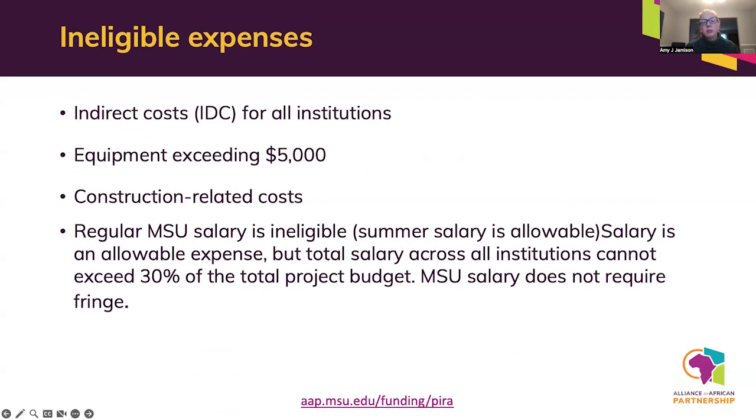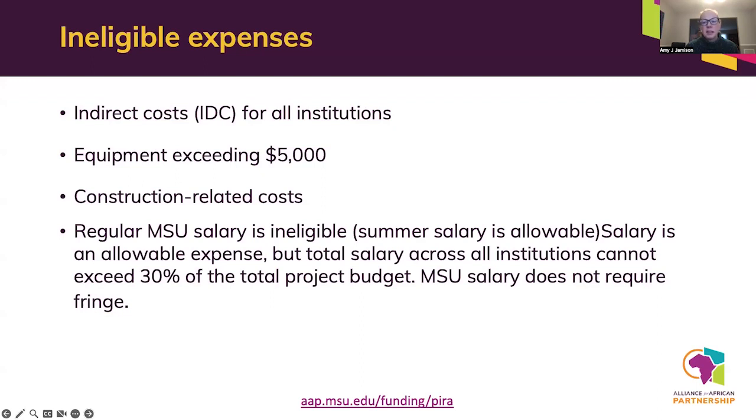Just a quick note, and Kara will cover this in her presentation, but we want to note that indirect costs are not eligible expenses for institutions, that we will not fund equipment exceeding $5,000 or construction-related costs. Regular MSU salary is ineligible, however, summer salary is allowable. Salary is an allowable expense, but the total salary across all institutions cannot exceed 30% of the total project budget. MSU salary does not require fringe. So just to note that for the fiscal officers from MSU who are here.